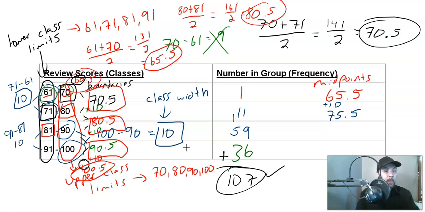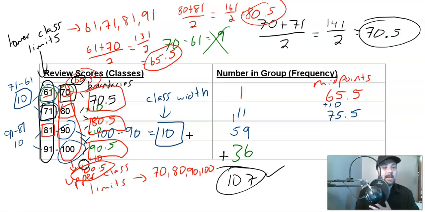Now, I'm adding 10 because that's my class width. I hope you're not interpreting this to mean, oh, you always get the next one by just adding 10. It's going to be different for each problem because the class width will be different for each problem, right? So the number you want to add here is going to depend on your frequency distribution and what your class width is for that frequency distribution. I'm adding 10 because that's my class width.